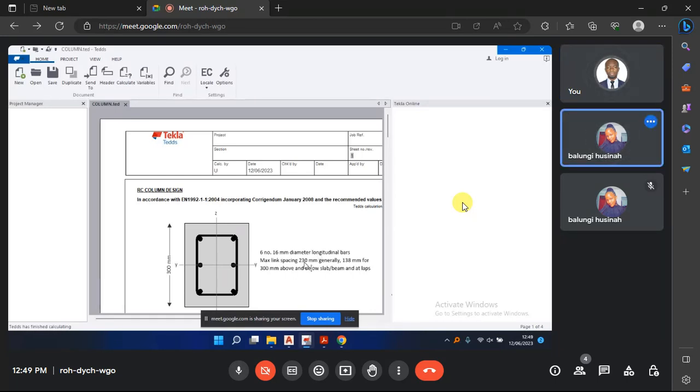So for this case, they're seeing 138 for 300 millimeter below and above. So you can consider something around there, not exceeding 230. If you want to take into consideration this 138, you can still do it. Or you can even generalize and say all links at 125. No problem. Me, though, sometimes I give 150. So that's what I wanted to check.